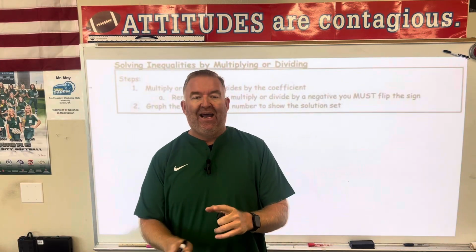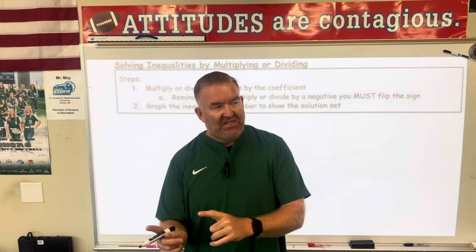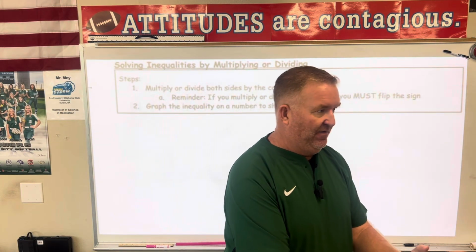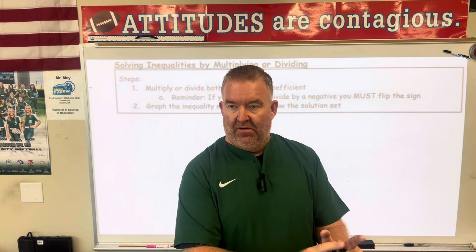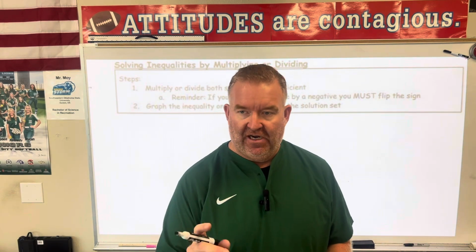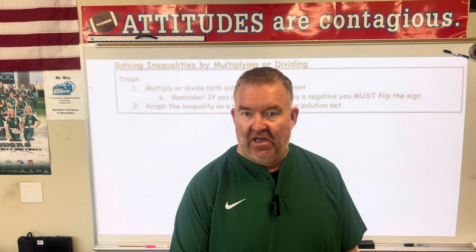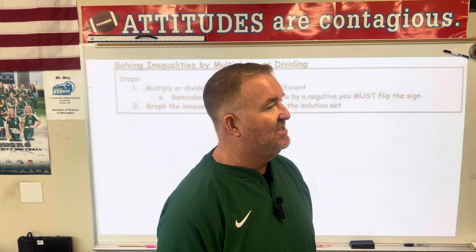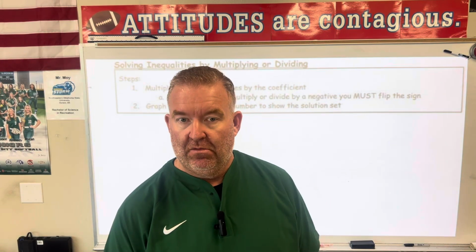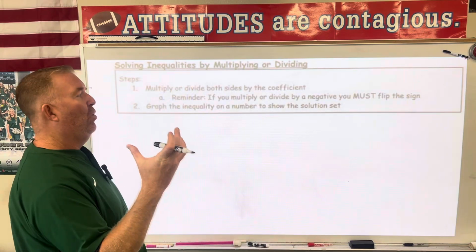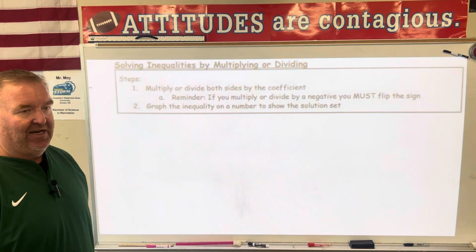Not when you multiply into a negative, but if you multiply by a negative, I'm going to flip the arrow. Is everybody with me? If you multiply or divide by a negative, what do you do, guys? Flip the arrow. Always. Then you're just going to graph it like normal.